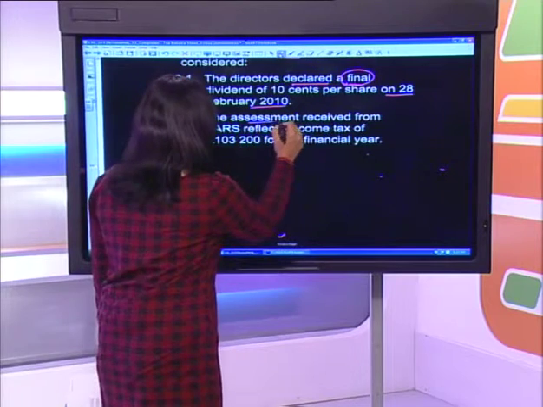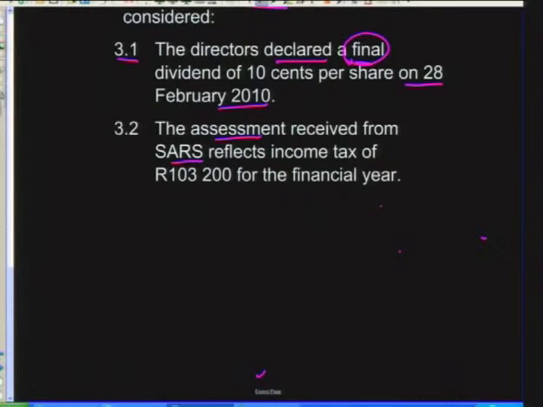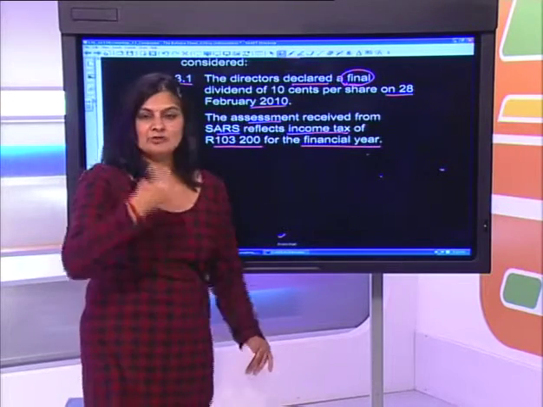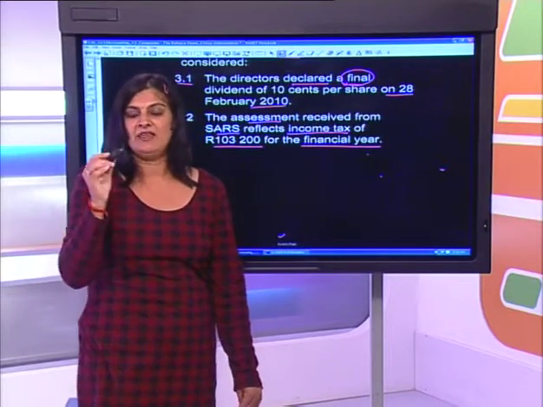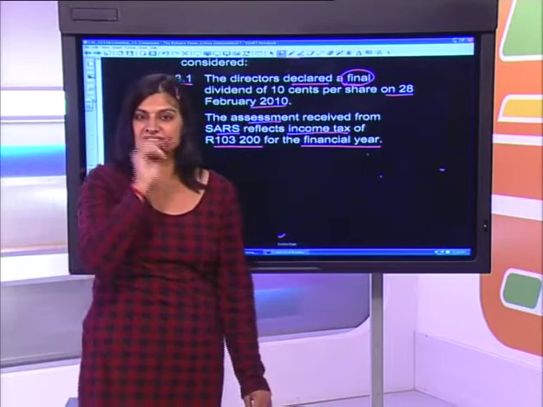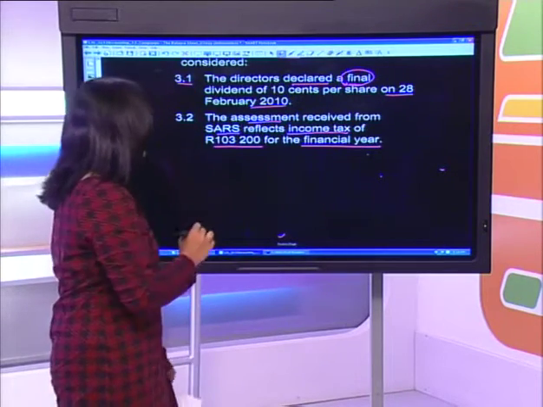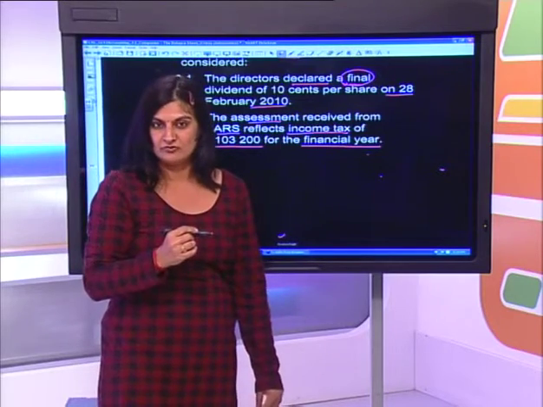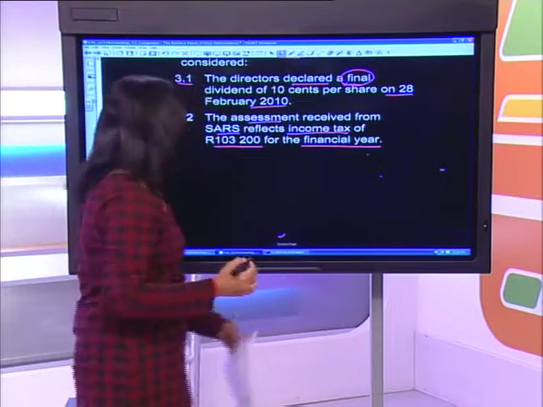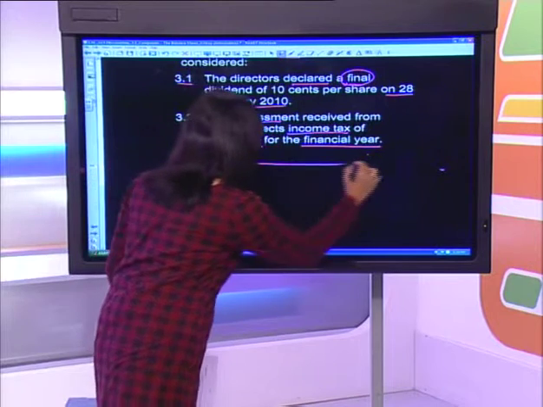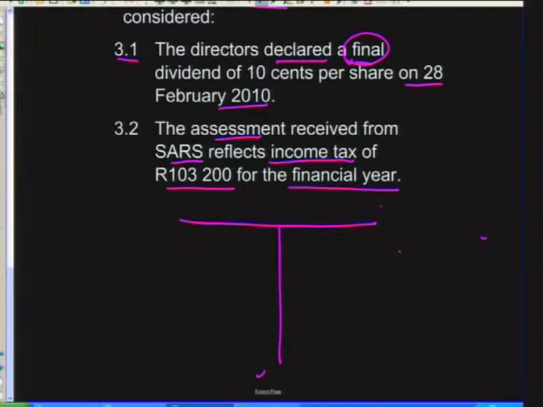Right, guys, the next adjustment. The assessment received from SARS reflects income tax of 103,200 for the financial year. In other words, we now have our tax assessment from the receiver, and they are now telling us that your tax expense for the year is this amount of 103,200. Right, now guys, very, very important, looking at this account. Okay, I'm just going to quickly draw up a T account for SARS income tax.